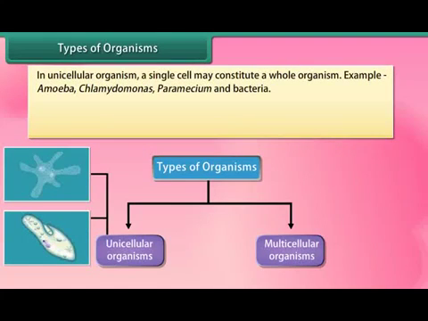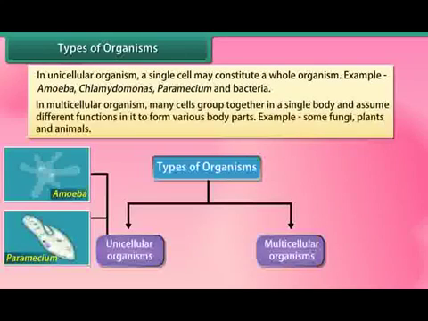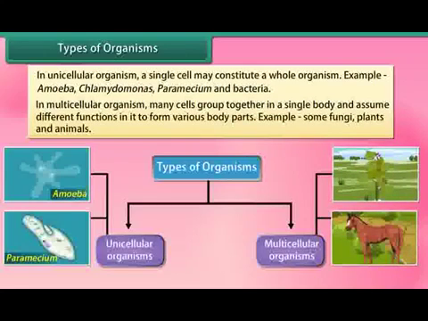In unicellular organisms, a single cell may constitute a whole organism. Example, amoeba, chlamydomonas, paramecium, and bacteria. In multicellular organisms, many cells group together in a single body and assume different functions in it to form various body parts. Example, some fungi, plants, and animals.